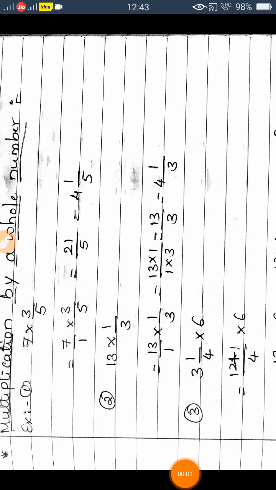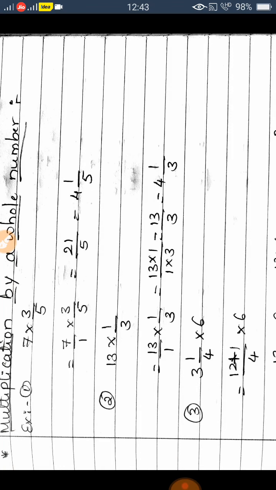Hello students, this is the continuation of fractions. That is, we have learned the addition and subtraction of fractions. So now we are going to start the multiplication. See, in multiplication of a fraction, two types will come.